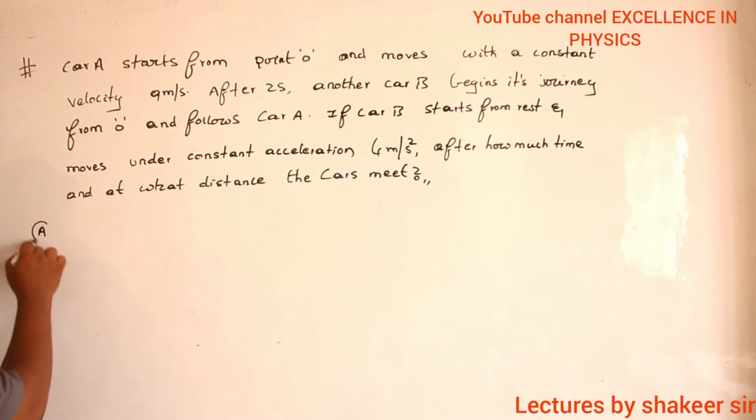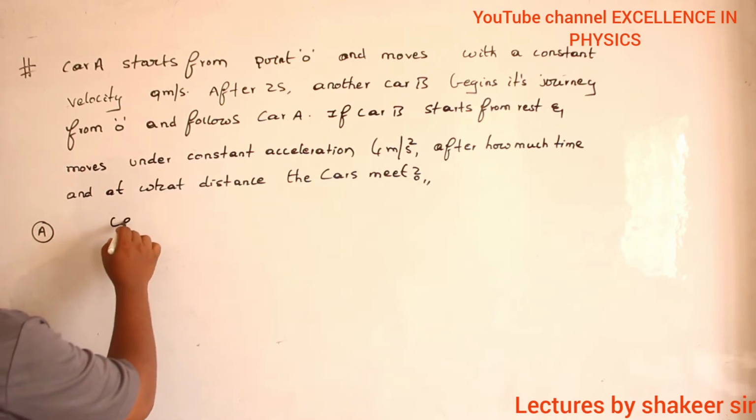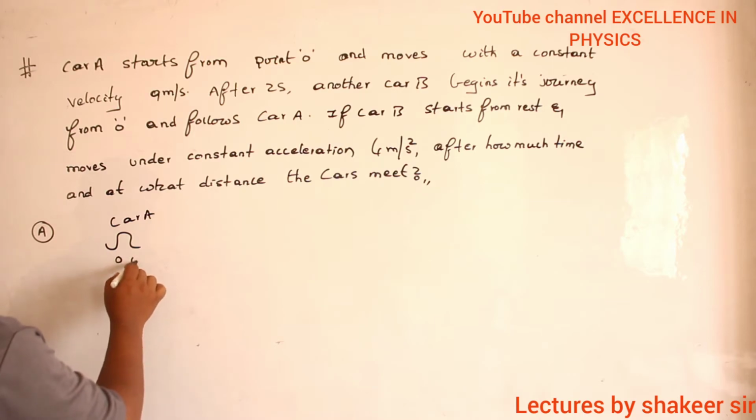A car starts from point O and moves with a constant velocity of 9 meter per second. So this is one car, which is car A. Clear?